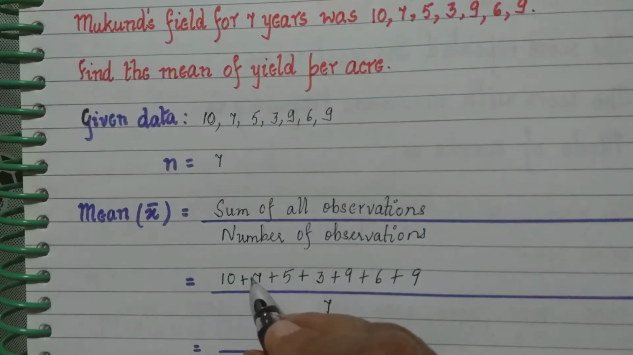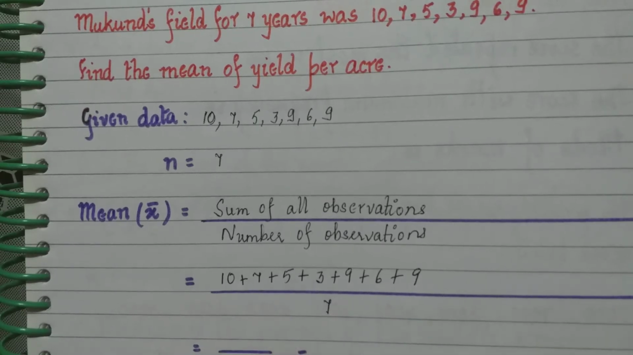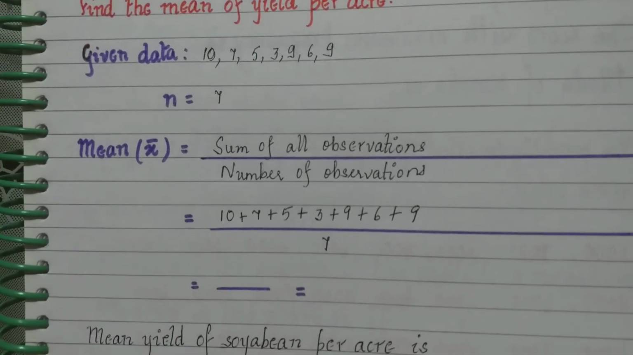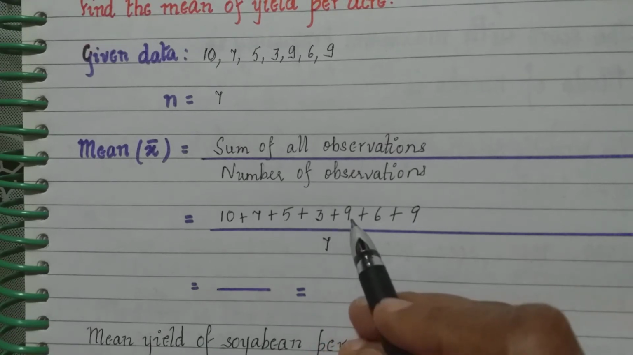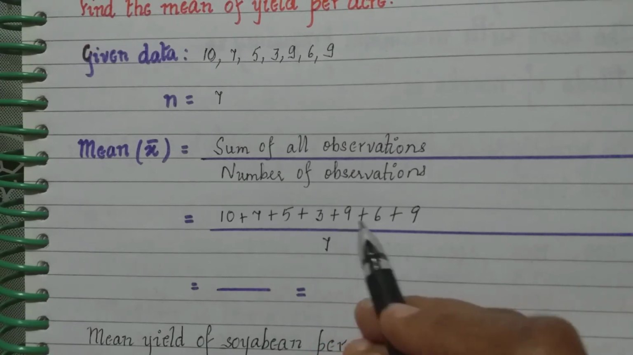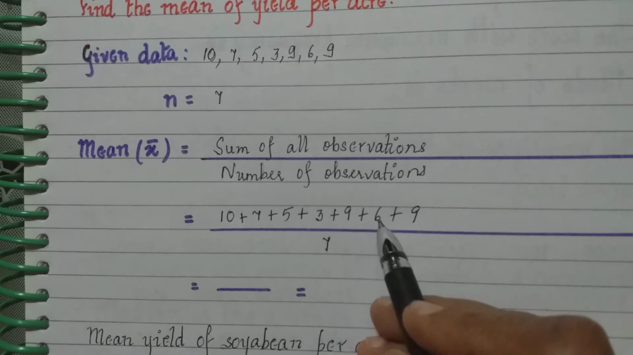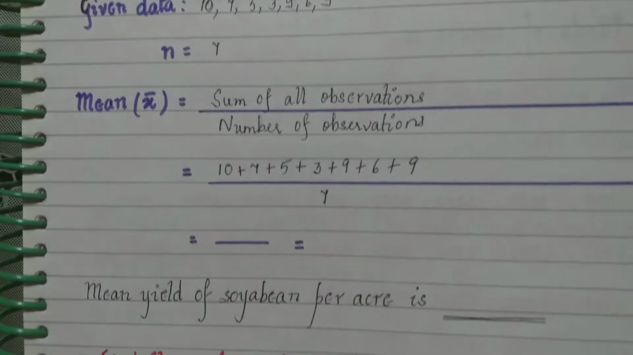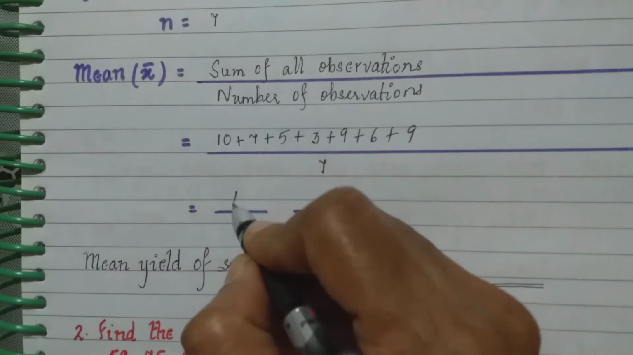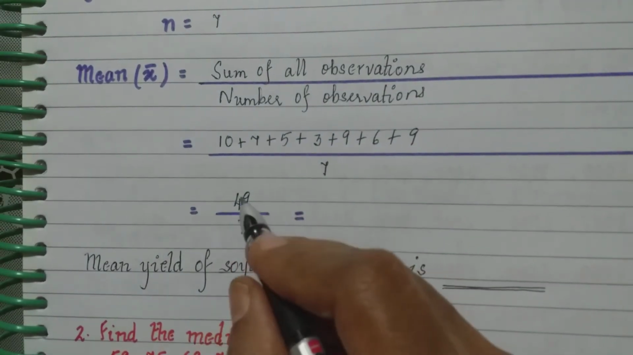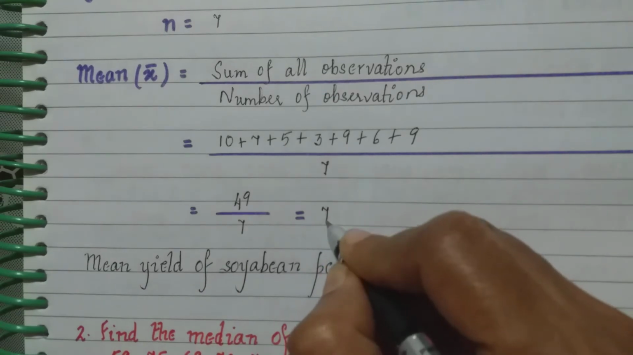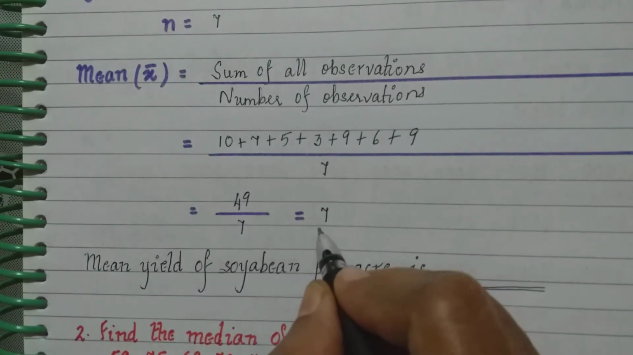Adding here now, 10 plus 7 is 17. 17 plus 5, that is 22. 22 plus 3, 25. Plus 9 is 34. Plus 6 is 40. Plus 9 is 49. So we have 49 upon 7. 7 goes in 49 7 times. So the mean is 7.